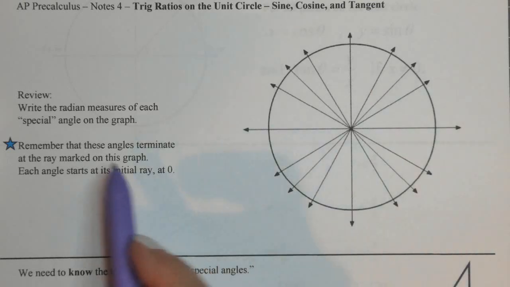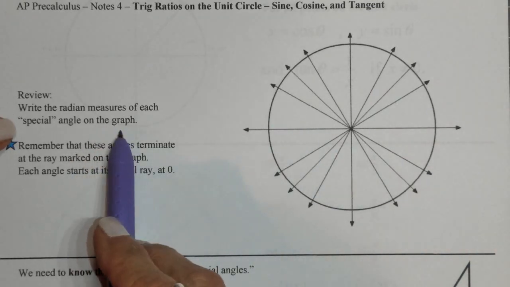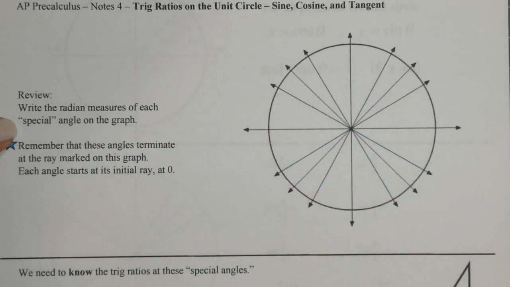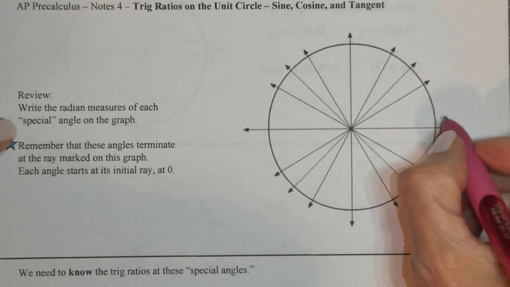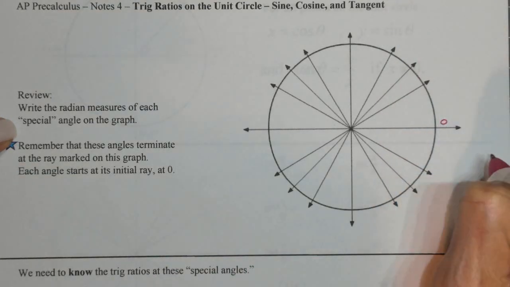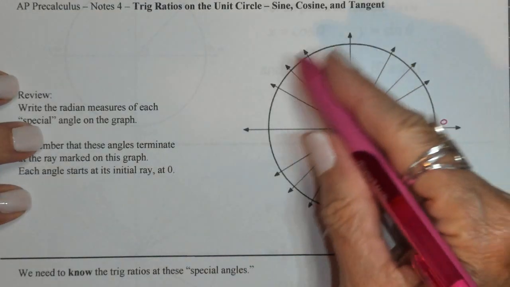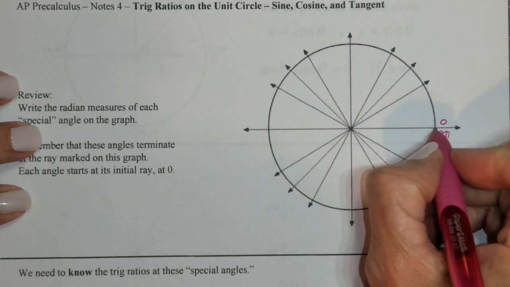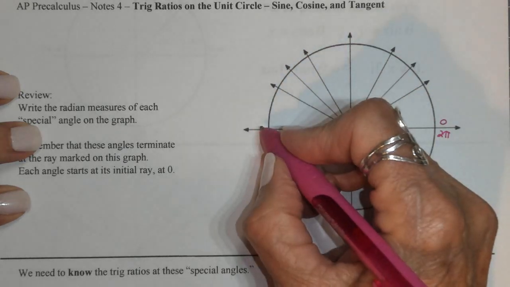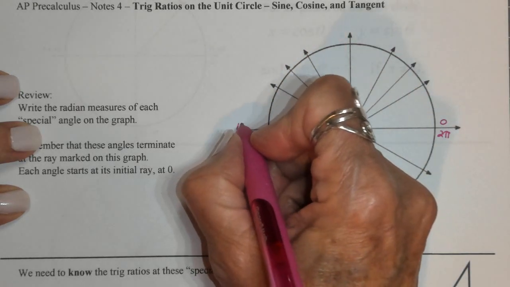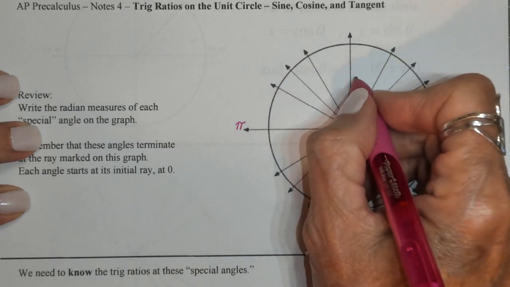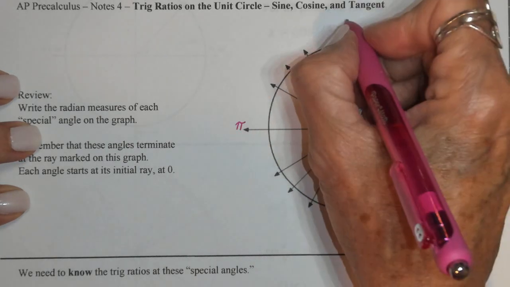Let's have a little review first. Let's write the radian measures of each of these special angles on the graph. So let's start with 0 radians right here. So there would be the 0 radian mark. And if we go all the way around, we would be at 2 pi. If we start at 0 and go halfway around, we are at pi radians. Okay. If we go a quarter of the way, we're at pi over 2.